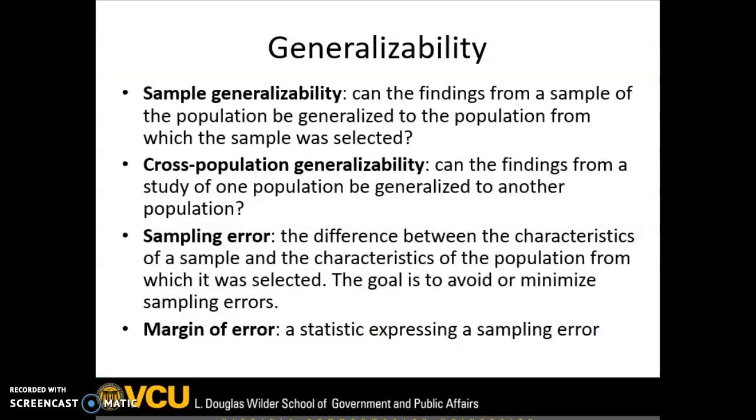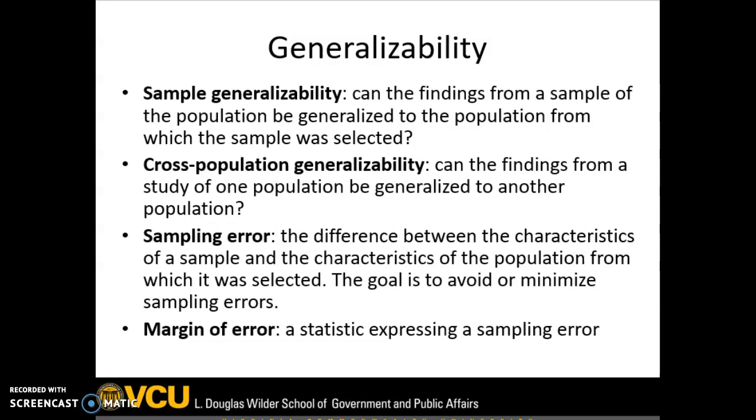In social science research, you often hear the term generalizability. There is sample generalizability, which refers to the notion of whether findings from a sample of the population can be generalized to the entire population of interest. Then there is cross-population generalizability, which refers to whether findings from the study of one population can be generalized to another. Two terms that are important in the context of sampling and generalizability are sampling error and margin of error.